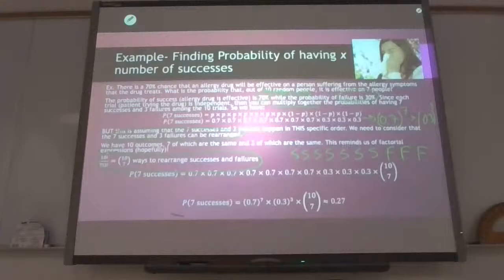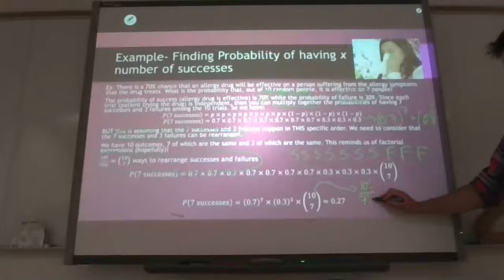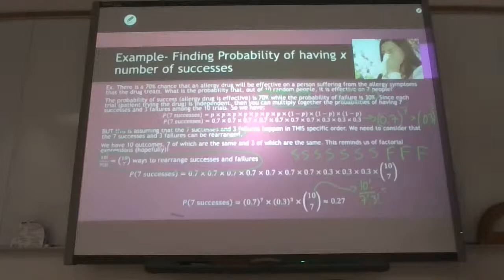Hopefully, if you don't have a calculator, if you don't have the combination button, you're going to have to do it the old-fashioned way. 10 factorial divided by 7 factorial divided by 3 factorial. Let's get to what the answer is. Did everyone get 120? Yeah. So you would be there all day.